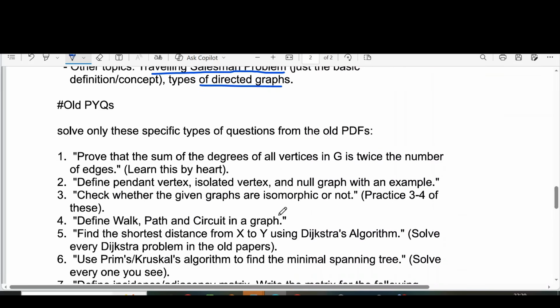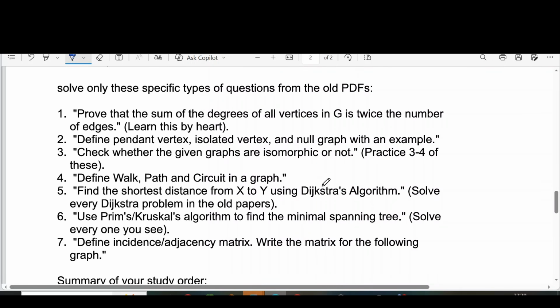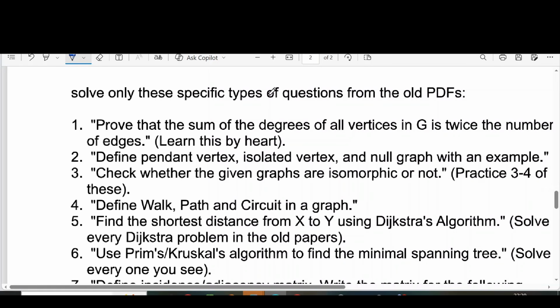Then you can solve only these specific types of questions from the old previous year question papers. So these are the questions. Some 7 questions are listed here. You have to solve these.